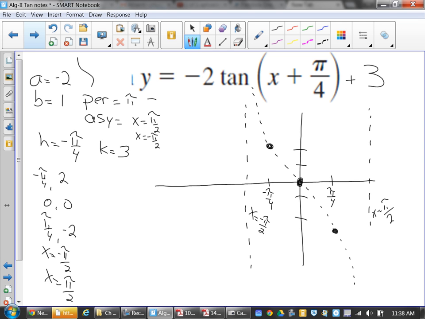Okay. Now to each one of these points, we have to move to the left pi over 4 and up 3. So what's negative pi over 4 minus pi over 4? Negative 1/2. Pi over 2. Yeah, negative 1. So negative pi over 4. What's 3 plus 2? 5.